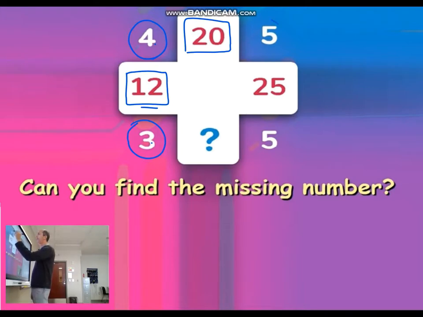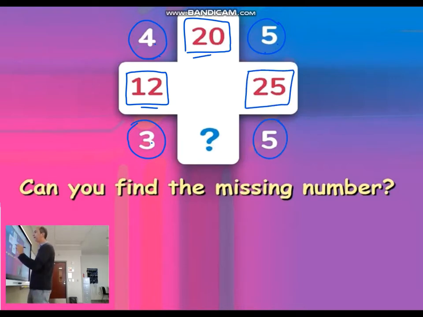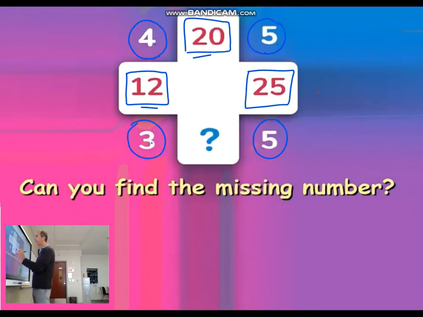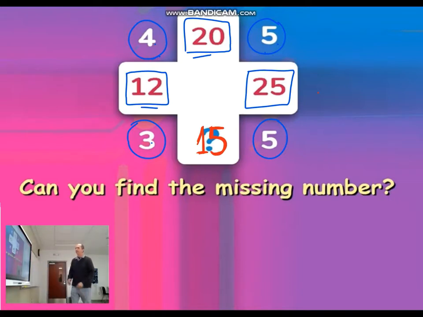The same thing here, 4 times 5 is going to be 20. And the same thing here, 5 times 5 is 25. If we follow this pattern, the number that fits best here is going to be 15, right? 15 is the number that best fits this puzzle, this arrangement. And the answer here is going to be 15.